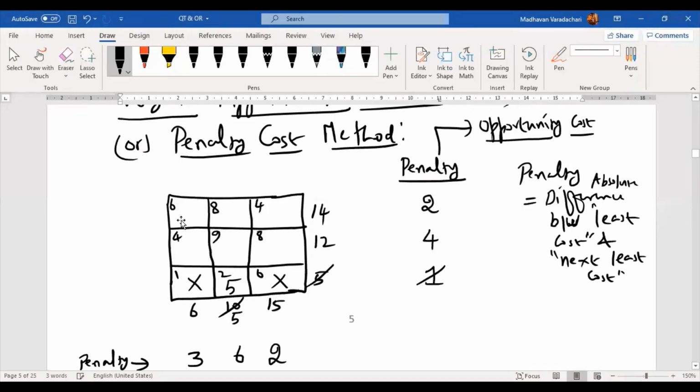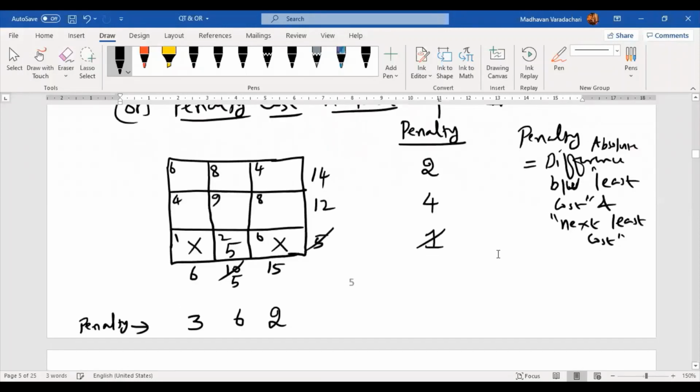Now coming to the first column. Now there is a change because this cell is already done; you should not consider it. The third cell in the first column is already over, so only these 2 cells remain. 4 is the least, the next least is 6, so the penalty is 2. Now the second column: 8 is the least now, 9 is the next least, and the difference is 1, so this changes to 1. Last column: 4 is the least now, the next least is 8, and the difference is 4, so this also changes to 4. The new penalties are 2, 4, 2, 1, 4.